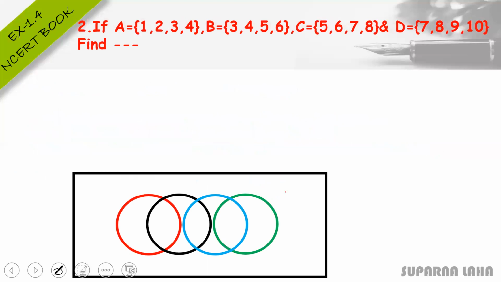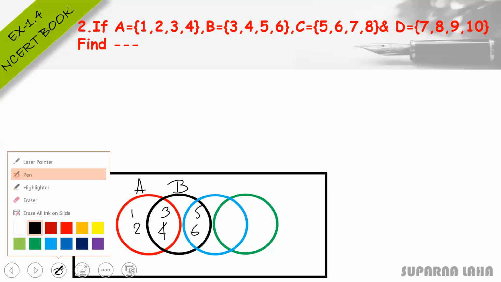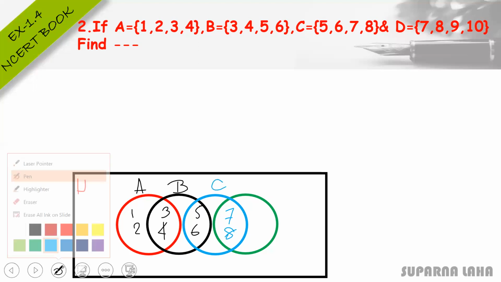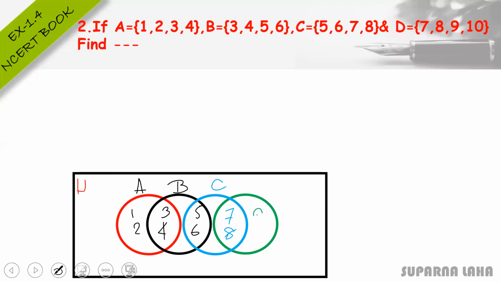Here 4 sets are given, A, B, C and D. Okay, so this is your universal set, and then the set A. A is 1, 2, 3, 4. B is 3, 4, 5, 6. The black one is B. Next, 5, 6, 7, 8. This is the set C. And then 7, 8, 9, 10. This is the set D.